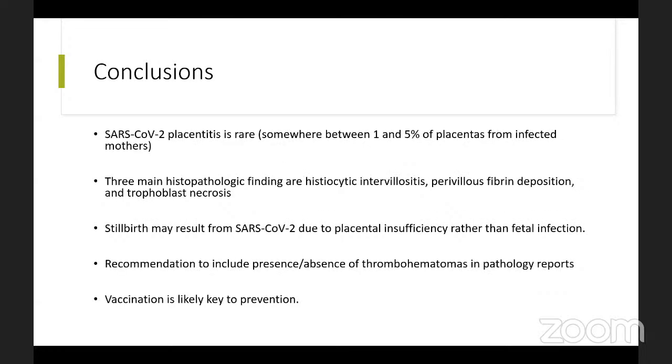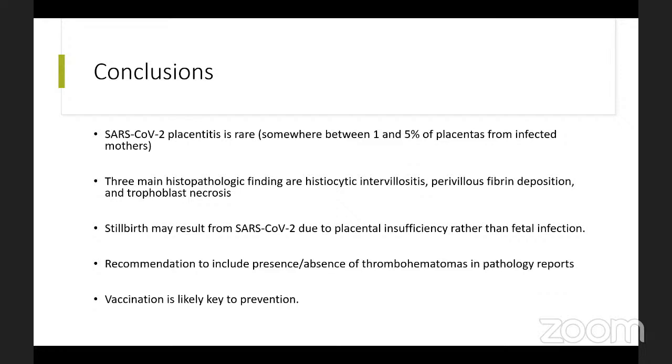So just a few brief conclusions. We know that SARS-CoV-2 placentitis is rare. We estimate it's between 1% and 5% of placentas from infected mothers. It's defined by 3 main histopathologic features, which include histiocytic intervillositis and perivillous fibrin deposition, with both of those reaching the levels of chronic histiocytic intervillositis and massive perivillous fibrin deposition, as well as trophoblast necrosis.